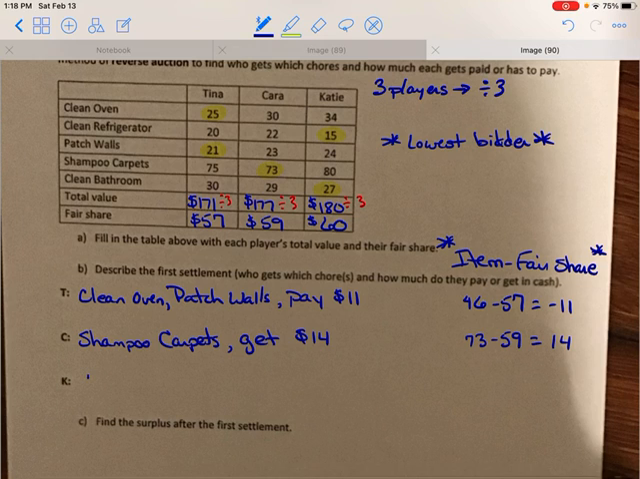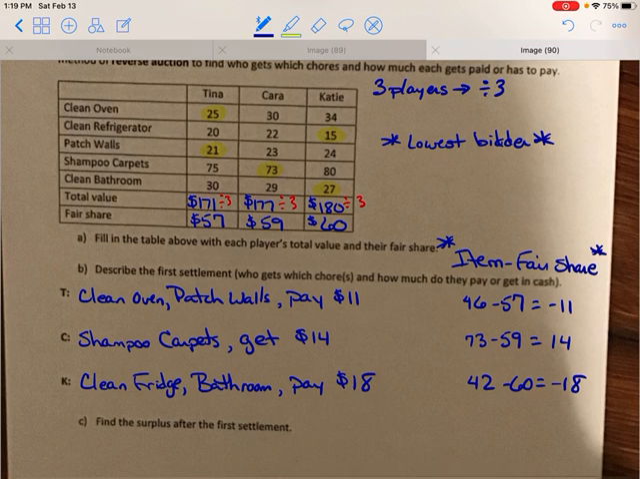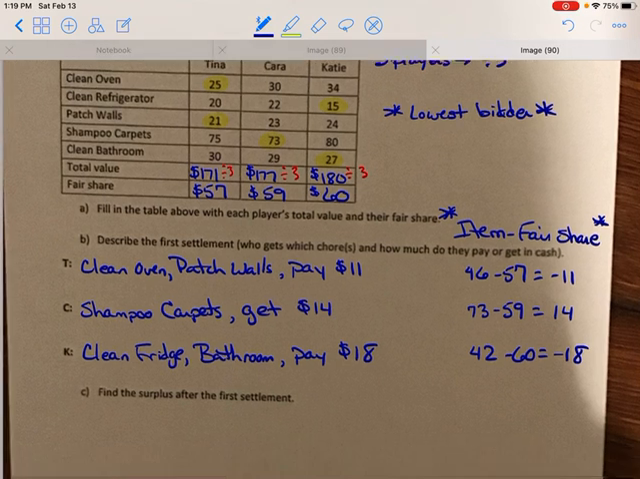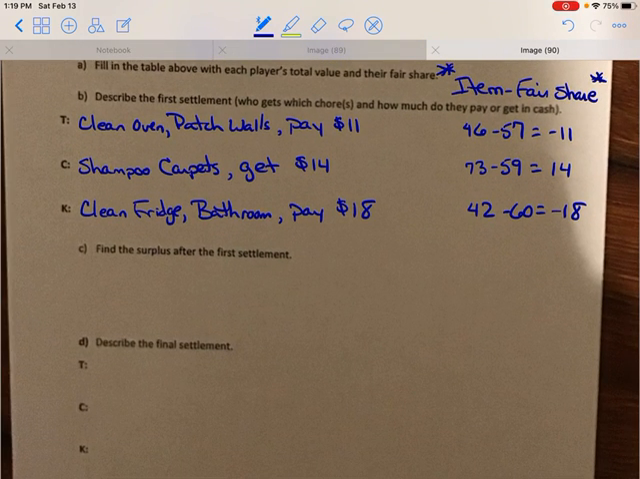Now Katie is going to clean the refrigerator, I'm just going to say clean fridge, and bathroom. If we add those items together, 15 and 27, what is that? Is that 42? But she's obligated to do $60 worth of work, so she is still going to have to pay $18.